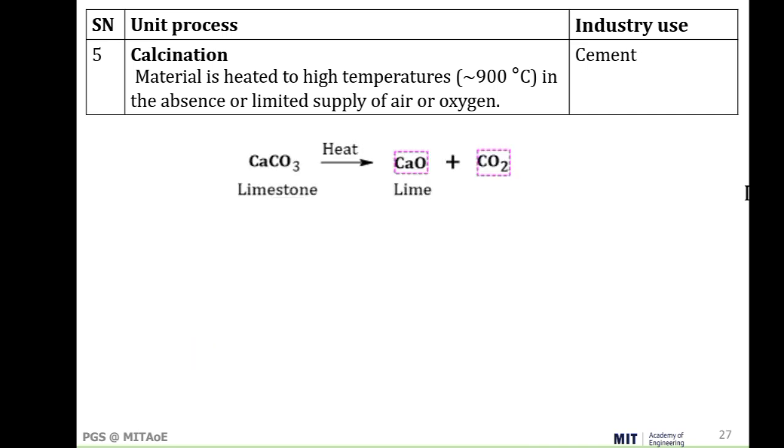One example is limestone, which is heated at high temperature to form lime and carbon dioxide. These types of calcination processes are used in cement industries as well as to prepare catalysts in different chemical industries.